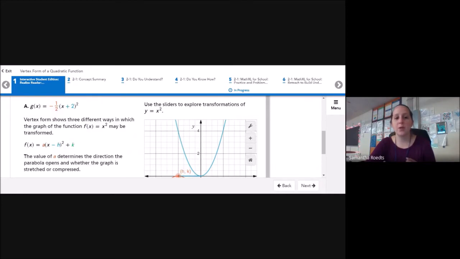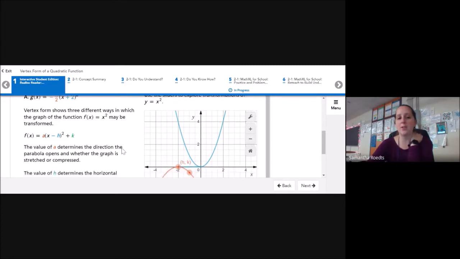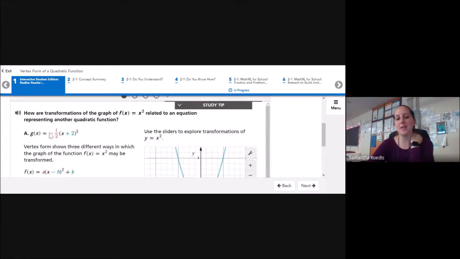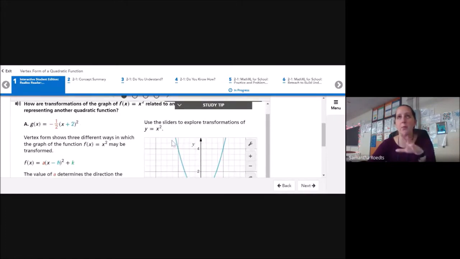So the vertex form shows 3 different ways in which the graph of the function f of x equals x squared may be transformed: a, h, and k. Okay. So I have h here, plus 2. As I can see, it's a minus h here. So this tells me it's a negative, which means I had to move 2 units to the left. The value of a determines the direction the parabola opens and whether the graph is stretched or compressed. So it went from being positive to negative. So it flipped from pointing upwards to pointing down, to opening down.